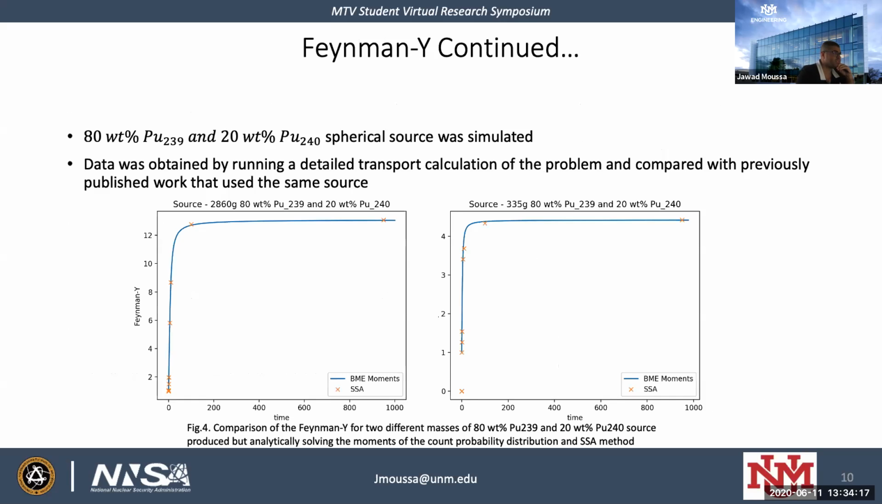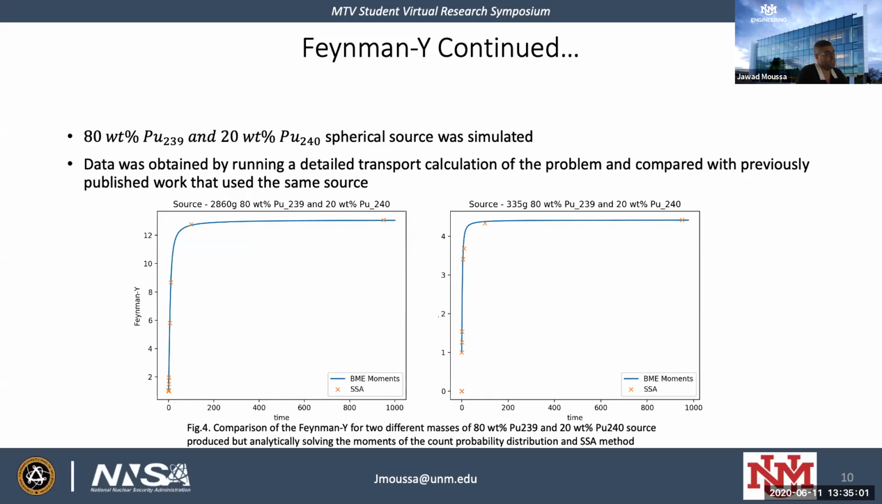So we wanted to produce similar results for the plutonium sphere that we've been working with, and that's referenced in many previous papers. And what we did is we took the three masses that were previously used for the 80% Pu-239 and 20% Pu-240, and we were able to get point kinetic parameters by running a detailed transport calculation of the problem. And we compared that with the previously published parameters to make sure that they're aligned. And what you see plotted here is the Feynman-Y for two masses.